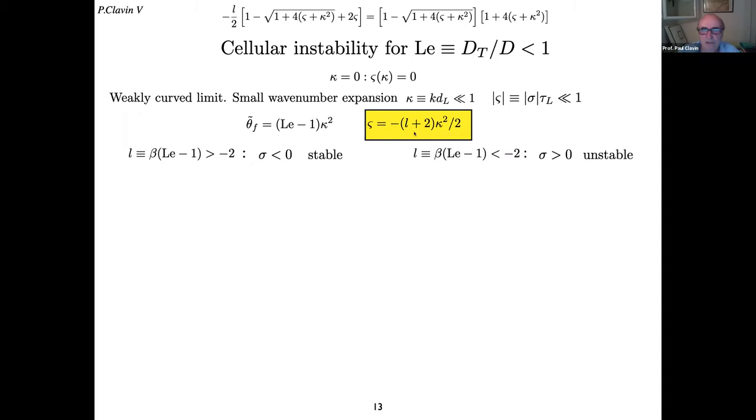But now you have a coefficient here, where L is beta activation energy times the Lewis number minus one, and depending on the sign of this coefficient, you will have a sigma positive or negative. So when the Lewis number is sufficiently large, which is when Lewis, the small l, is larger than minus two, this term is positive, so you are stable because sigma is negative. But in the opposite case, you are unstable.